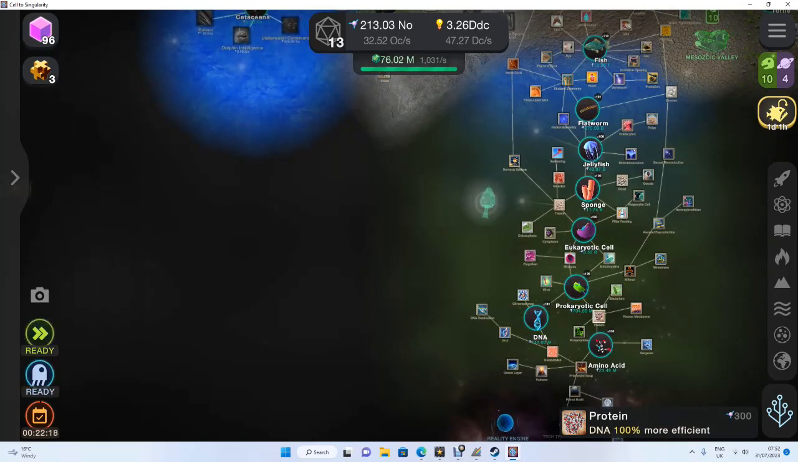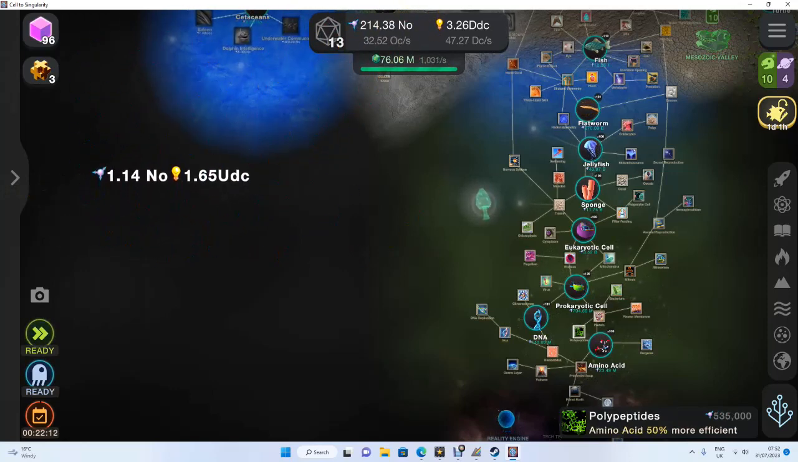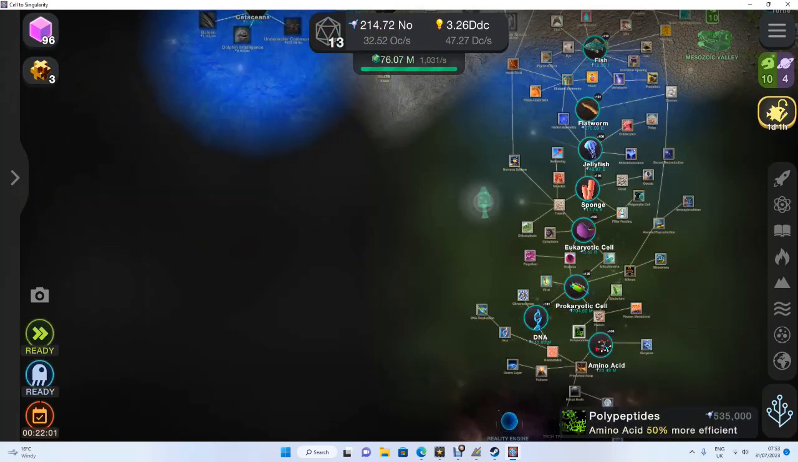Just looking. Oh, I see something. Alright, we'll get there. Polypeptides. When amino acids bond together to create a chain that becomes an integral building block in creating proteins. Then why is it off here and not leading up to proteins if it makes proteins?